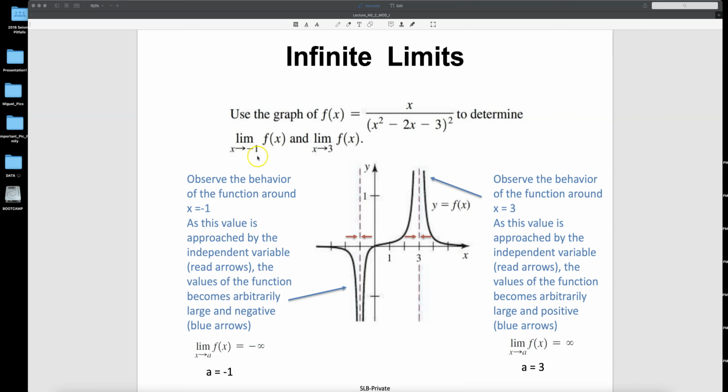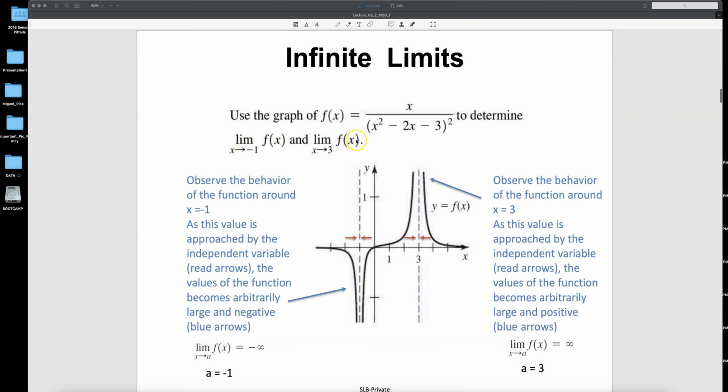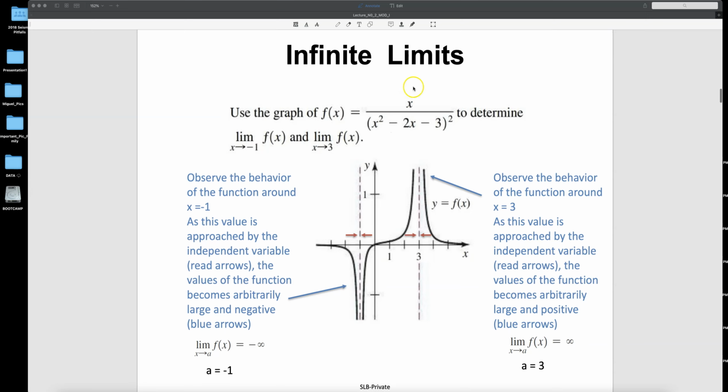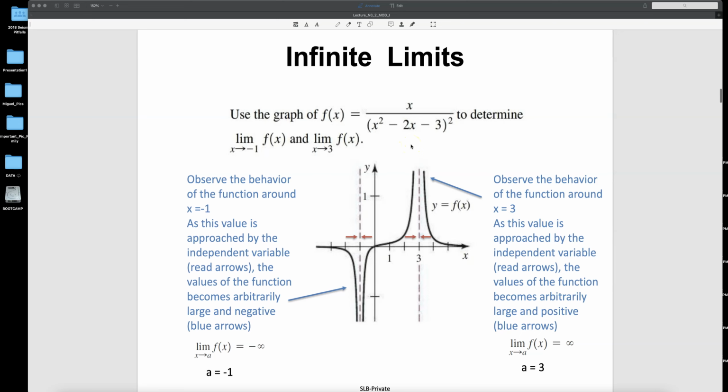In other words, if I evaluate this trinomial at -1 and 3, the value of this trinomial is going to be equal to 0. So what is going to happen is that I'm going to have a ratio that is indeterminate. It's going to be a number divided by 0. Now, a number divided by 0 is telling us that we are getting a very large number in magnitude, either positive or negative.